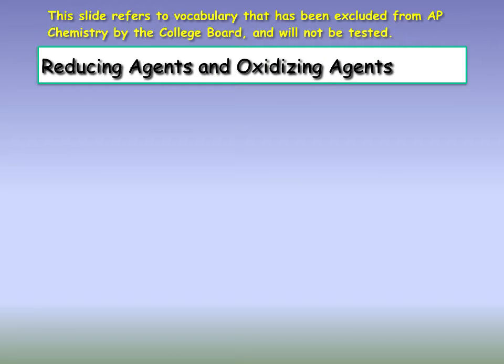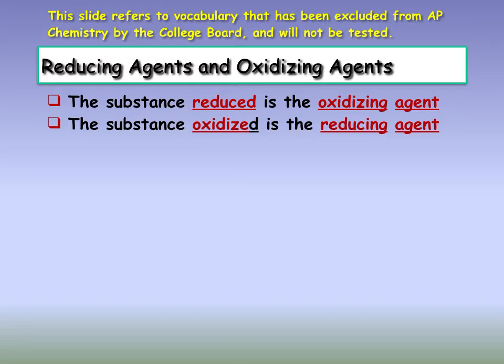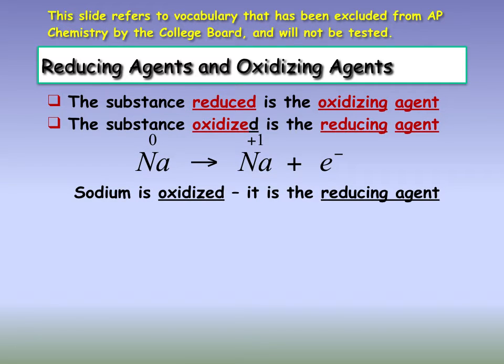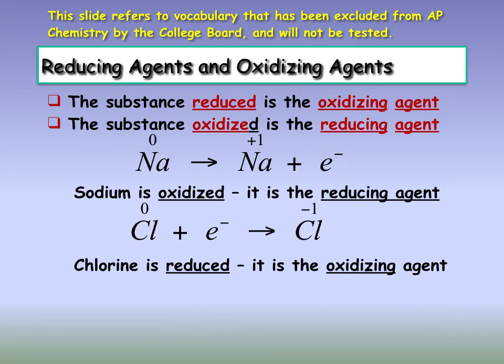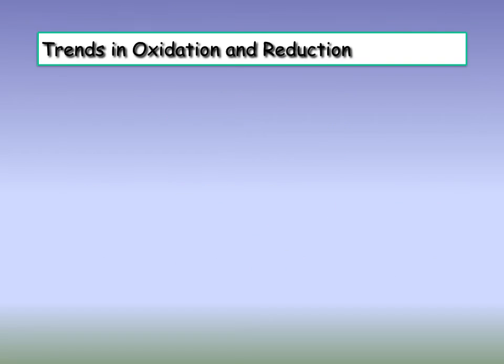One thing that I do want to note, but we're not going to harp on, is that for some reason somebody decided to make this a little bit more complicated. If something is being reduced, we call it the oxidizing agent, and if something is being oxidized, we call it the reducing agent. So for example, here sodium is going from 0 to +1, so it's lost an electron, it's oxidized. Another thing that we would say about it is that it is the reducing agent. Over here, chlorine going from 0 to -1, it's gained an electron, so it's reduced. We would call it also the oxidizing agent.